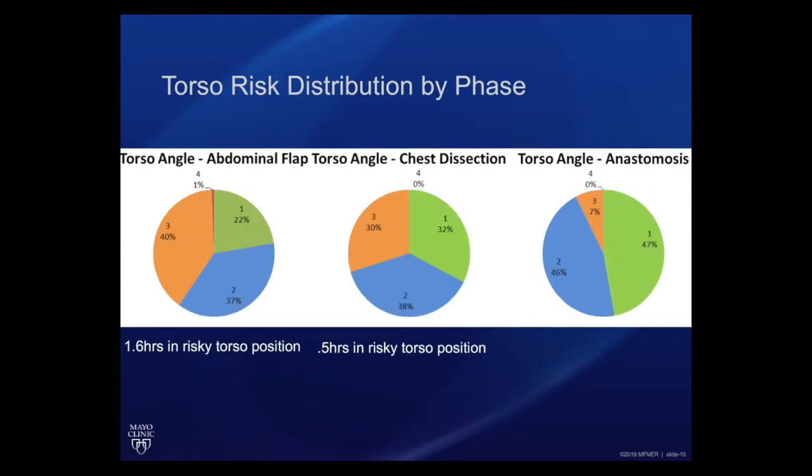Looking at our upper back, again, no surprise that when we're doing the abdominal flap harvest, we're bending over trying to evaluate the perforators. And on average, that's 1.6 hours in a risky torso position, and only a half an hour when we're doing the IMA exposure.